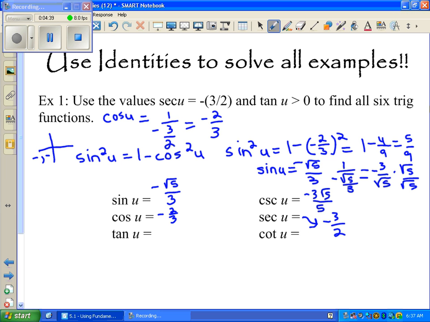The only one that I have left now is my tangent. To find that, I'm going to use one of my quotient identities. Tangent is equal to sine over cosine. I have my sine as negative root 5 over 3, over negative 2/3. And that will give me my tangent. When I multiply the top and bottom by negative 3/2, I'm going to get a positive. So those 3's are going to cancel, and I end up with a positive √5/2 for my tangent.